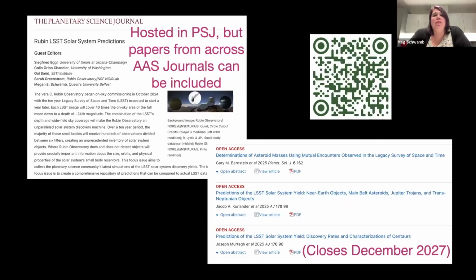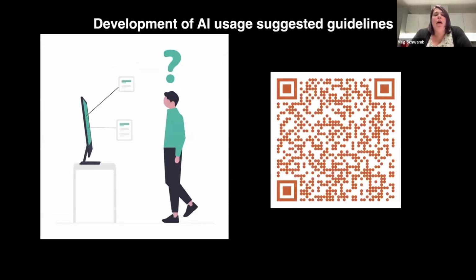Same thing for predictions. Now that the survey has started, the cadence is much more set. People who want to do predictions, we have a focus issue for that closes in December 2027 because we figure it still needs to be early on in the survey. But again, it's hosted at PSJ, but papers across AAS journals can be included. So if you like AJ, you can still publish in AJ. But I want to highlight that these are 2 opportunities we created as a collaboration for people to do their early science or be able to find the place where all the predictions might be that are coming in right now as this survey begins.